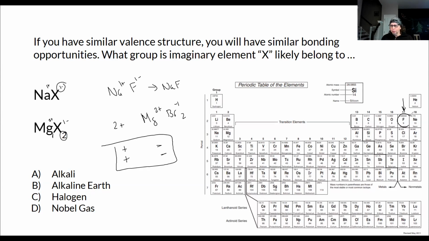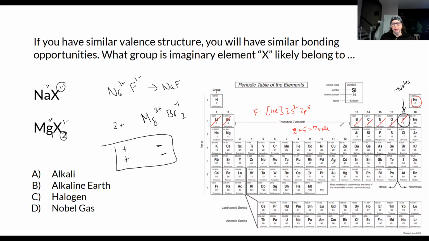Now, why is fluorine a -1? Because he only has 7 valence electrons. How do we know that? Let's look at his abbreviated electron configuration. Helium is the previous noble gas, and then the last row, 2s2, 2p5. 2 plus 5 is 7 valence electrons, so we confirm that.